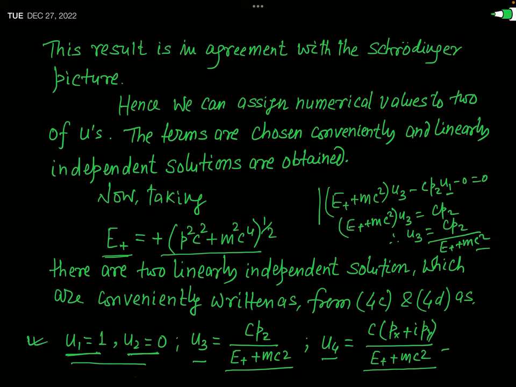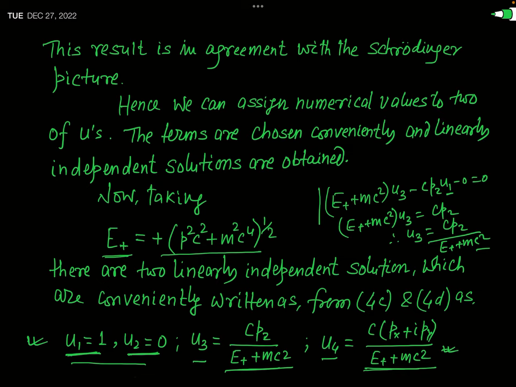In a similar manner, we can obtain the normalization factor in all cases. But to get the normalization factor, I have considered this solution. In this case, u1 is equal to 1, u2 is equal to 0, u3 is equal to cpz over E plus mc square, and u4 is equal to this much.